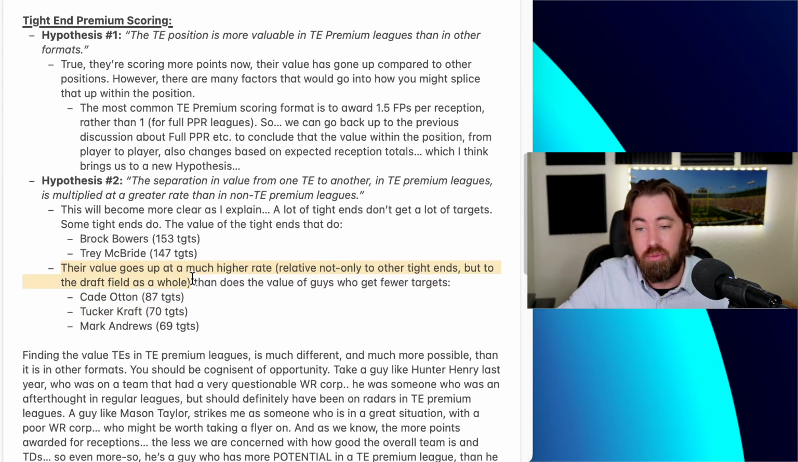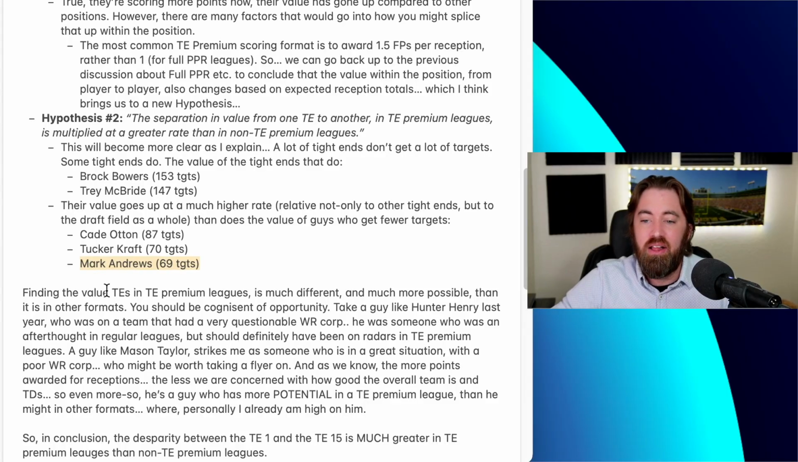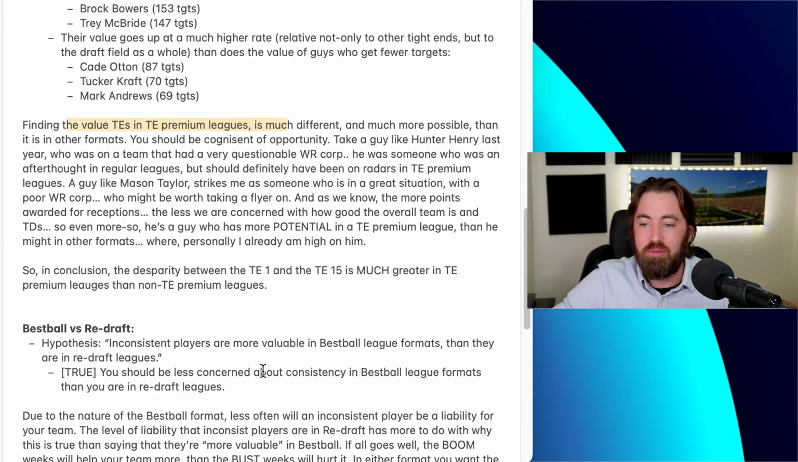But when we look at compared to other tight ends, we're going to compare it to the value of these guys who get fewer targets. Your Cade Otten, who had 87 targets last season. Your Tucker Kraft, who only had 70 targets last season. Mark Andrews only had 69 targets last season. That disparity gets greater. So finding the value tight ends in premium leagues is much different and much more possible, I would argue, than it is in other formats.